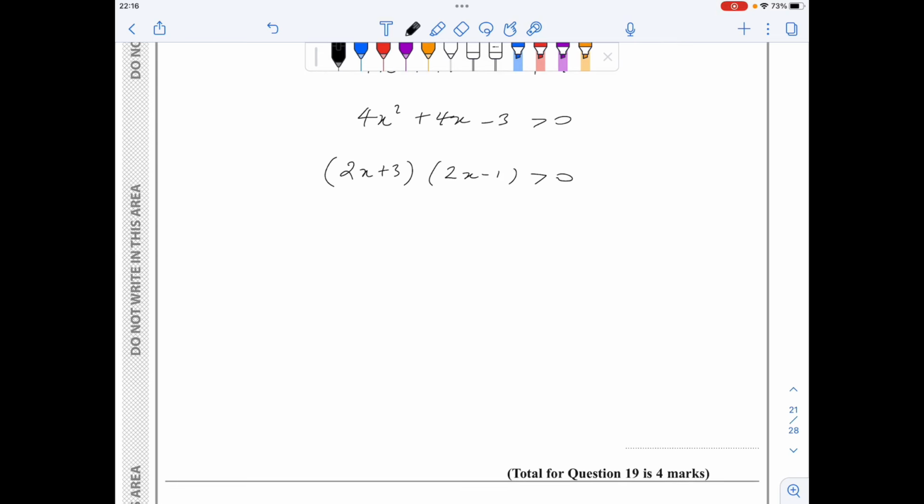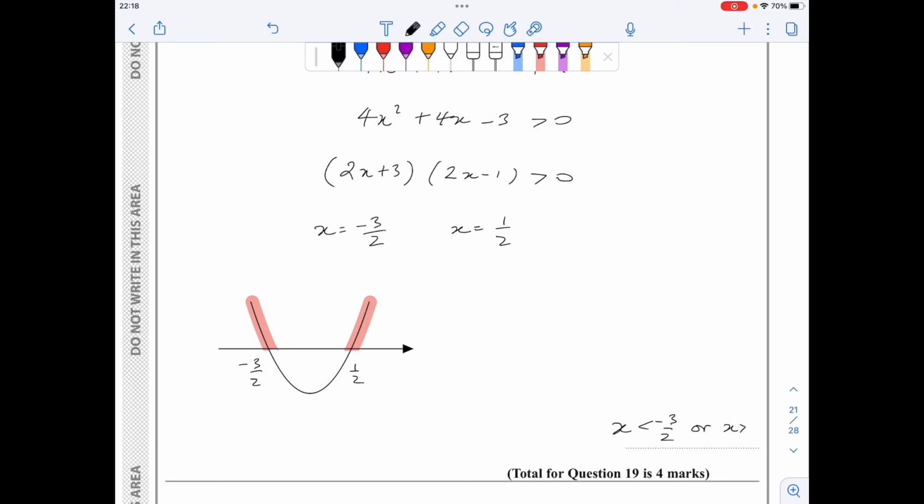Now the roots of this quadratic are x equals minus 3 over 2 or x equals a half. Now if you consider a number line or the x-axis and draw this quadratic, you can see that this is above the x-axis for values to the left of minus 3 over 2 or to the right of 1 over 2. Hence the solution will be x less than minus 3 over 2 or x bigger than 1 over 2.